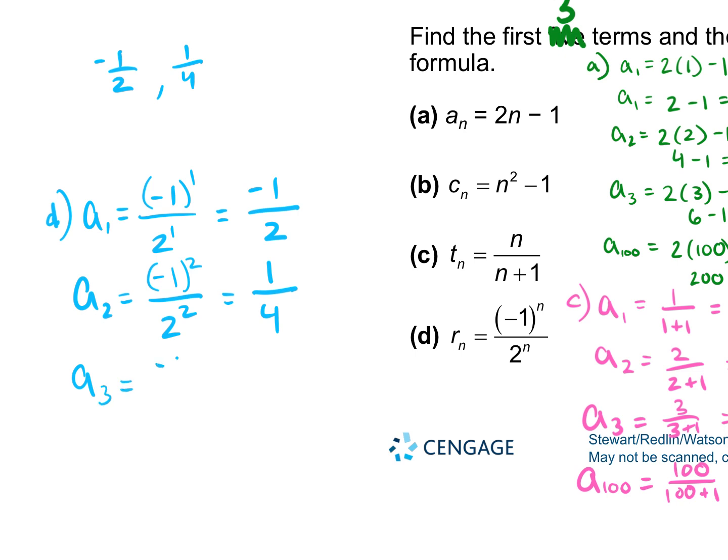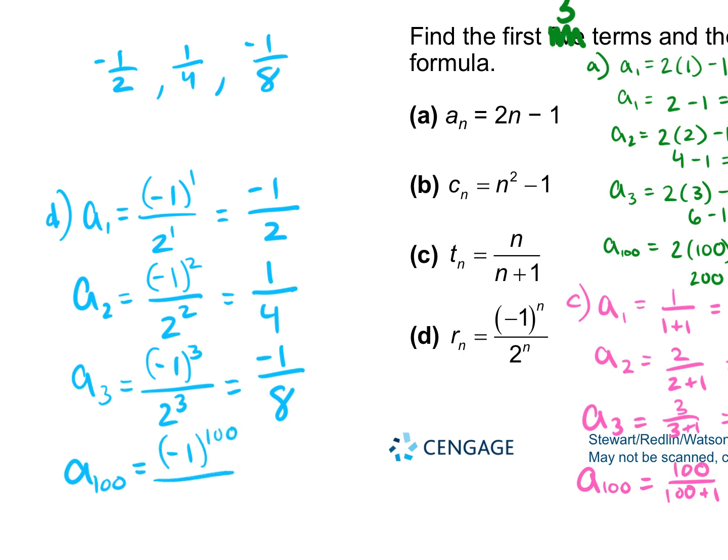And then our third term, negative 1 to the third power over 2 to the third power. What's negative 1 to the third power? Negative 1. And 2 to the third power? 8. So negative 1 over 8. Find the 100th term, you do the same thing. So negative 1 to the 100th power over 2 to the 100th power. What's negative 1 to the 100th power? It'd be 1, positive 1.